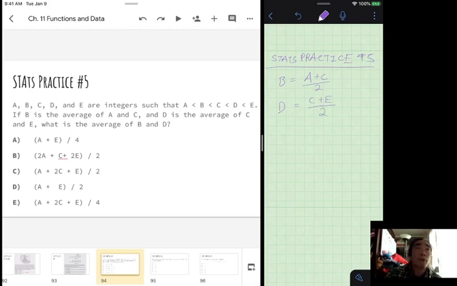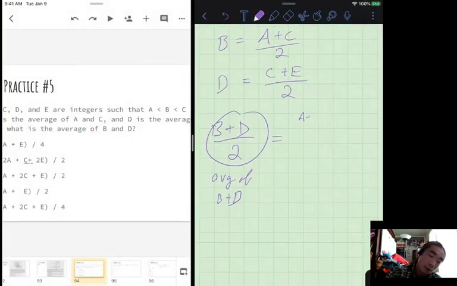And we're interested in the average of B and D. So it's B and D. Be careful, don't stop there. After adding them, you have to divide by 2. So together, this represents the average of B and D. Otherwise, you'll get a different answer, which is one of the answer choices. It's one of the wrong ones. So from here, we make a little substitution. A plus C divided by 2 plus C plus E divided by 2, all of this over 2.